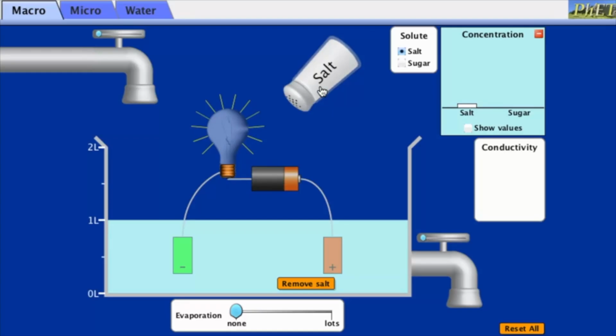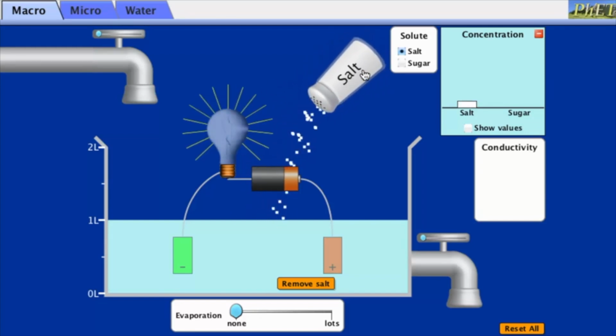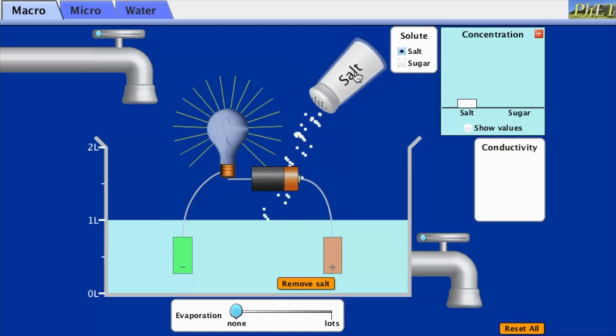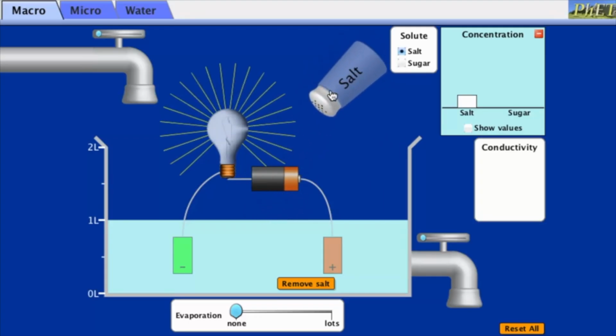This is because the more salt we have, the more ions we are producing, and the more ions we produce, the greater the conduction, hence the brighter the bulb. So you'll see here, let's add some more, and you can see the bulb is becoming very bright. So this represents strong acids or strong alkalis that produce a lot of ions, hence the bulb is very bright.